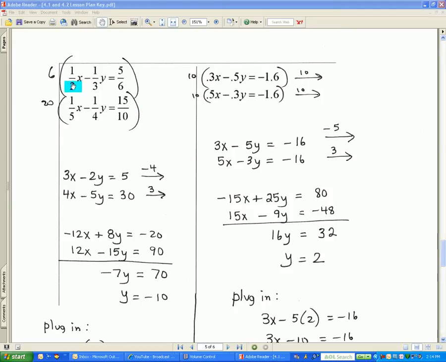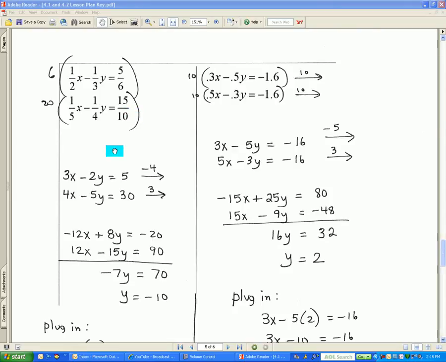Okay, ladies and gentlemen, this system looks horrible. My first step here has nothing to do with what I'm going to eliminate. My first step is to say to myself, what's going to get rid of the fractions? So if I multiply the top equation by 6, which is the LCD, the fractions will disappear. If I multiply this bottom equation by 20, the 5 and the 4 and the 10 all divide into 20.